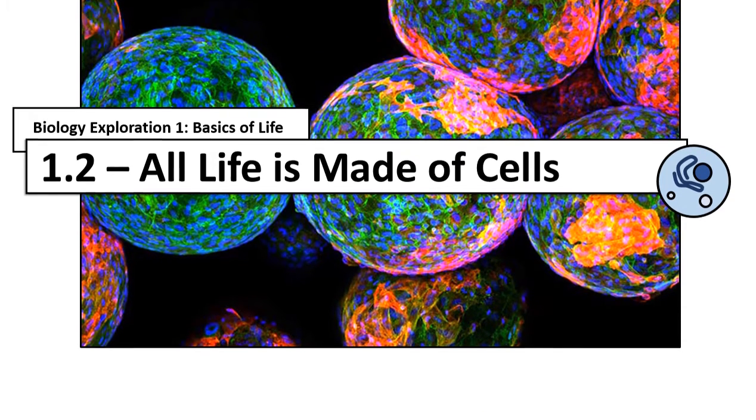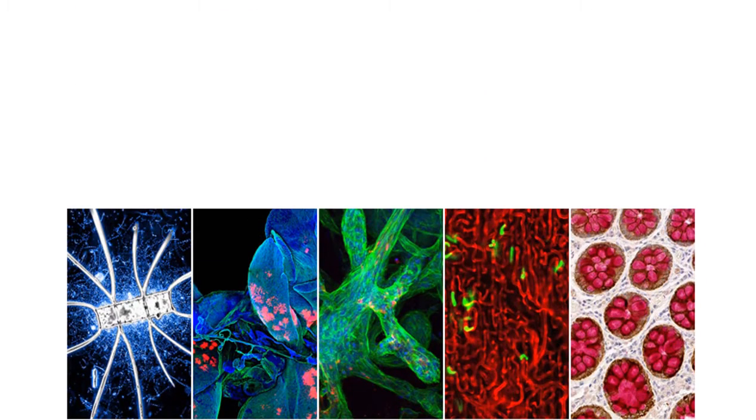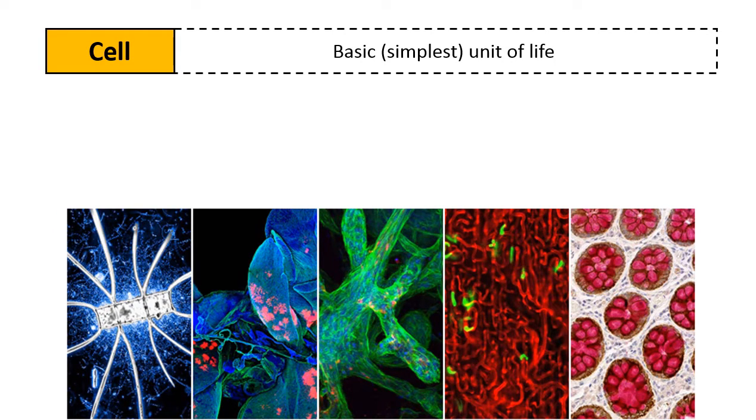Let's begin. All right, let's get a definition for cell. The simplest definition we can have is that a cell is a basic unit of life. That is, it's the simplest unit of life capable of being a living thing. If we get simpler than a cell, it's not a living thing.